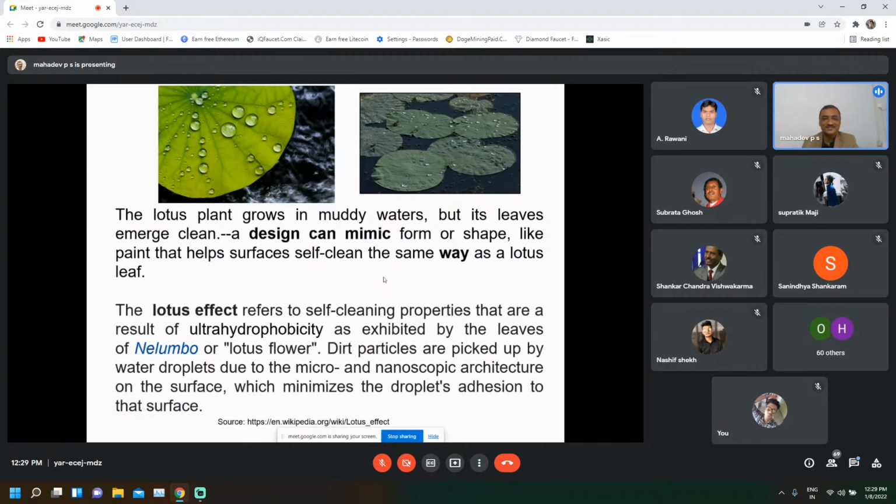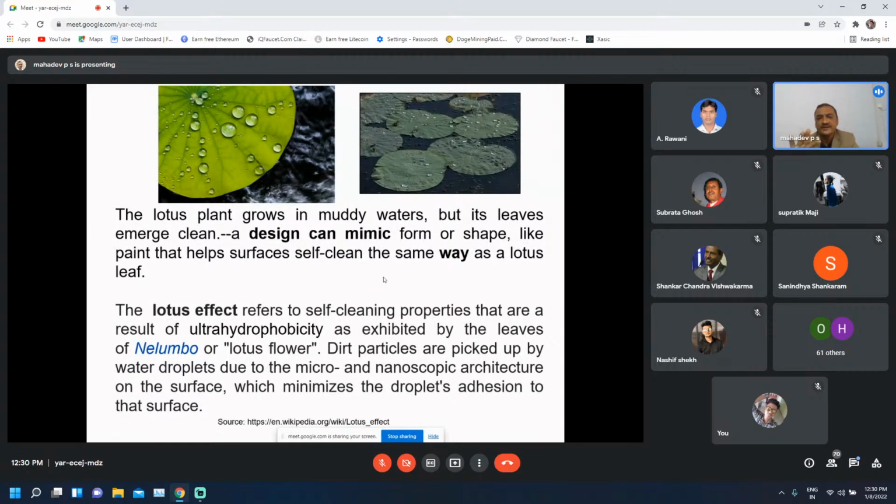Friends, you can see a very interesting thing here. The lotus plant grows in muddy waters. In most areas of West Bengal, beside the houses, there is a small pond. I have seen this while traveling to IIT Kharagpur. Many houses have small ponds with lotus in them. It grows in muddy waters, but its leaves emerge clean. So there is a mechanism behind that. This design is mimicked, or a design can mimic form or shape, like a paint that helps surfaces self-clean the same way a lotus self-cleans.